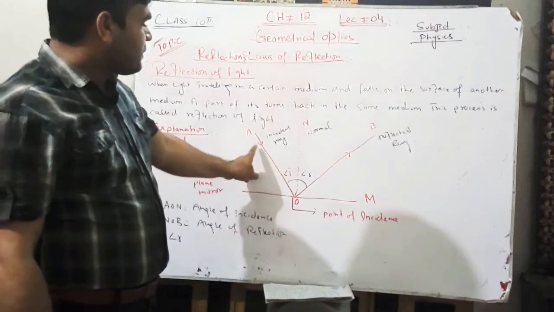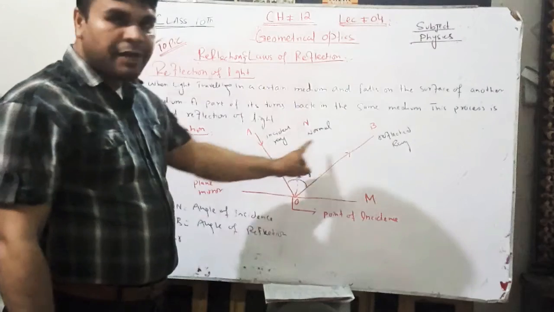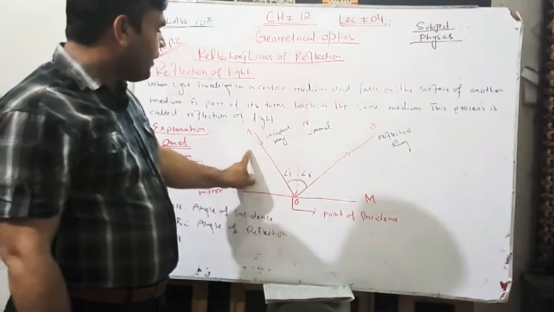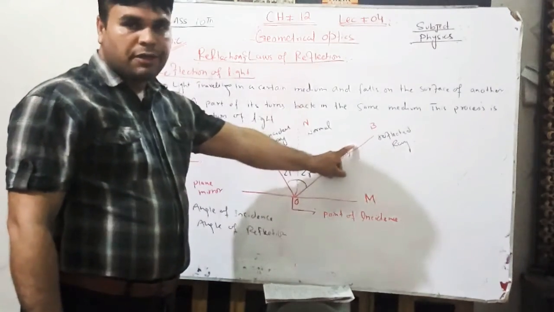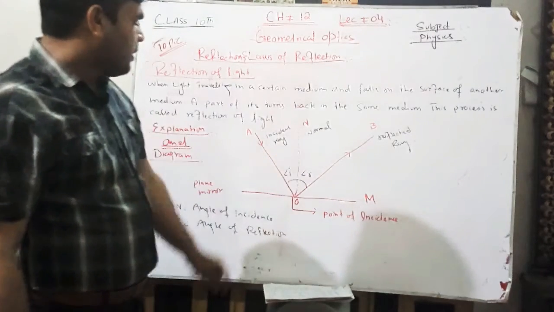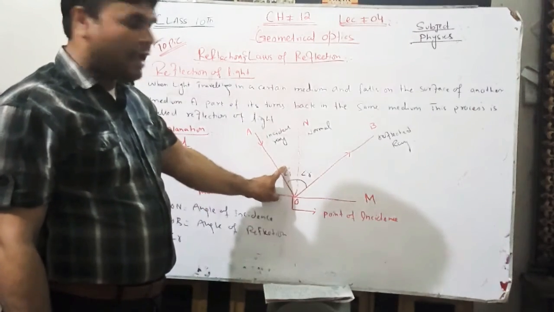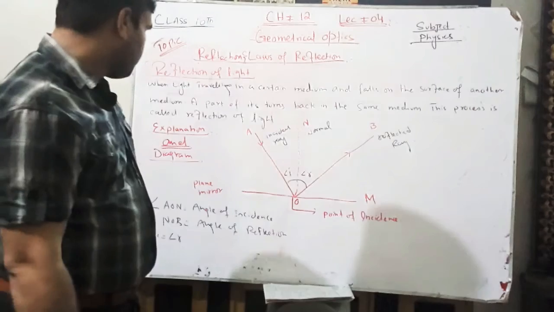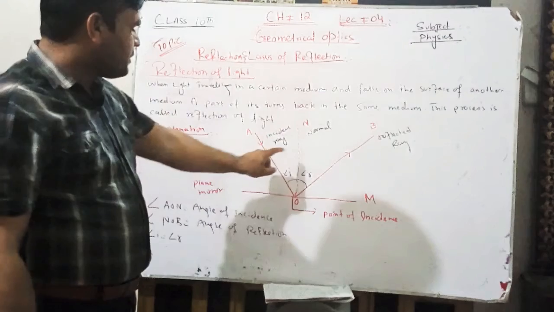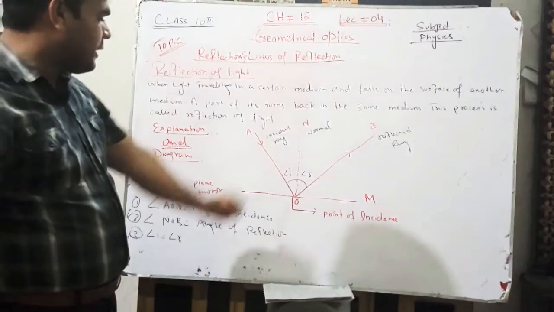After that we can draw a normal between the incident ray and reflected ray. AO is called the incident ray, OB is called the reflected ray, and N is the normal which we draw. As we can see, there are the angle of incidence and the angle of reflection. The angle of incidence is AON.